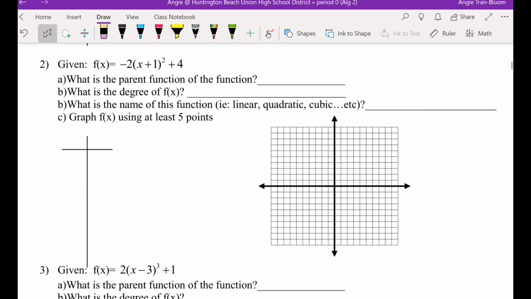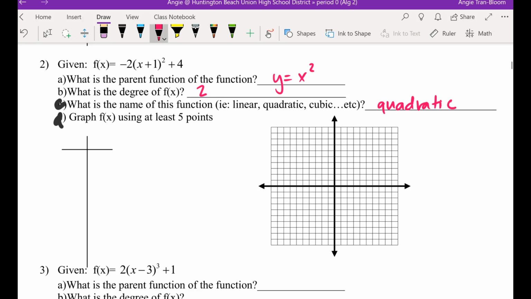Anders, what's the parent function for this one? Beautiful. And then the degree of this. Jack, what's the degree of this function? 2. Okay, so x squared is degree 2. So the name of this one. Alden, can you give me the name of this function? Quadratic. Very good. All the second degree is called quadratic.